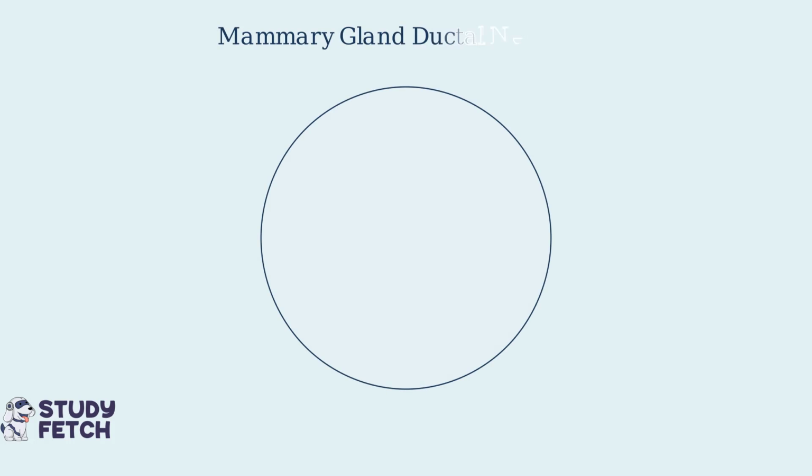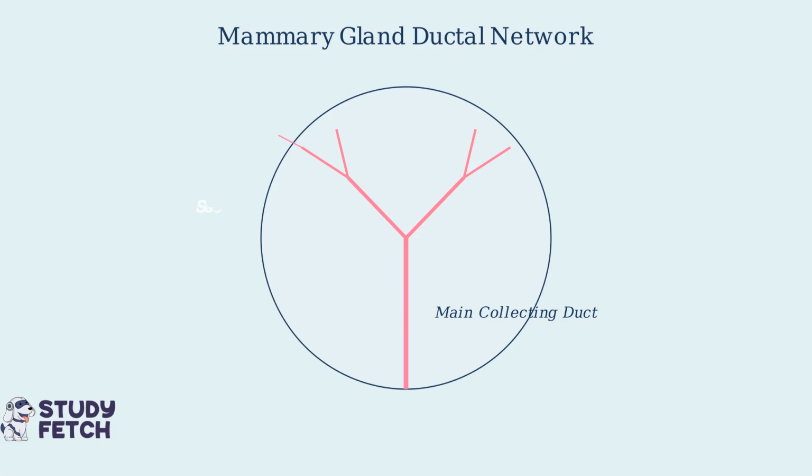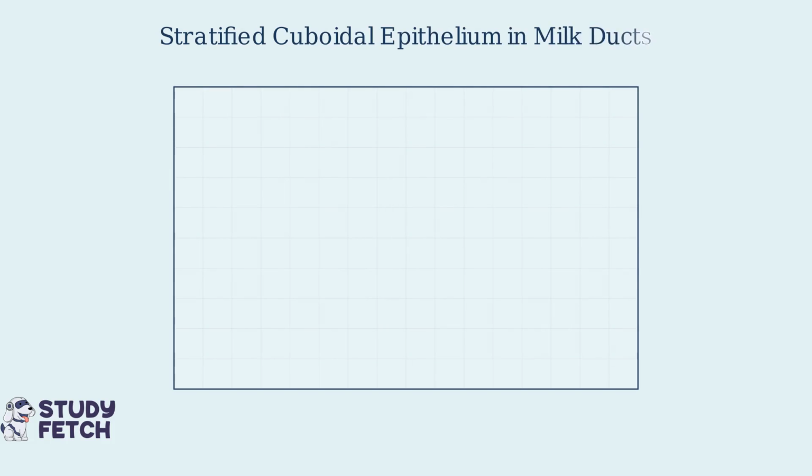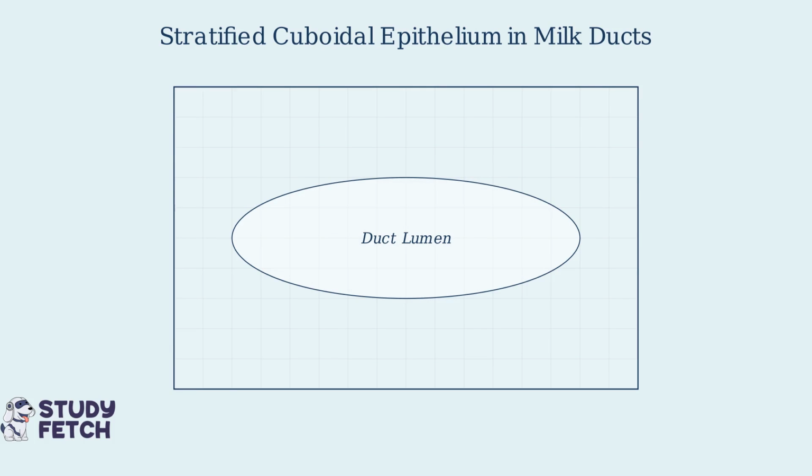Mammary glands contain an intricate network of ducts lined with stratified cuboidal epithelium. These ducts form a complex branching system that transports milk from the secretory alveoli to the nipple. Let's zoom in to examine the stratified cuboidal epithelium that lines these ducts. The epithelium lining the mammary ducts has a stratified structure with multiple layers of cells.